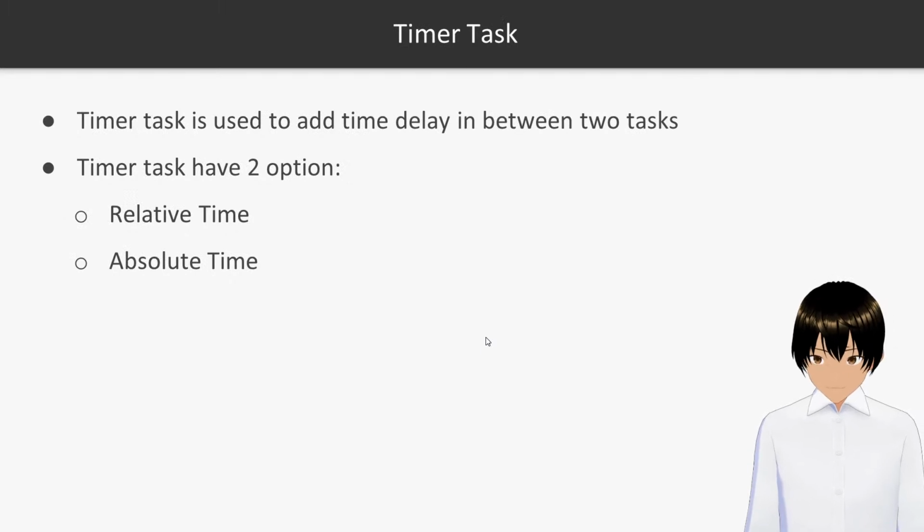Timer task is used to add time delay between the executions of two tasks. In other words, you can specify the time in the timer task to wait before the process triggers the next task in the workflow. Another option in the timer task allows you to start the next task after a particular time gap in the workflow.